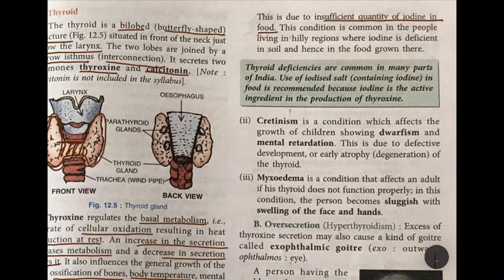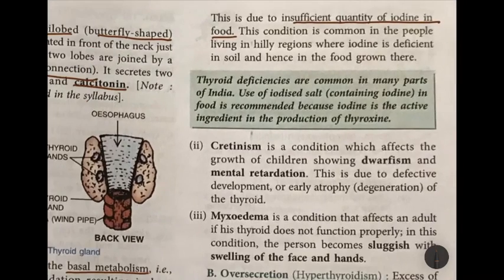But nowadays, we get iodized salt. This condition is common in the people living in hilly regions where iodine is deficient. Iodine is less in soil, and the food does not have iodine. But anyway, the government nowadays is supplying iodized salt so that iodine can reach people living in all different places.